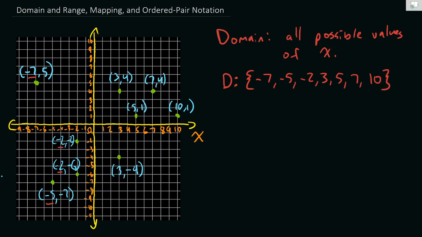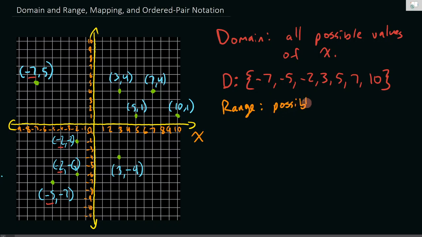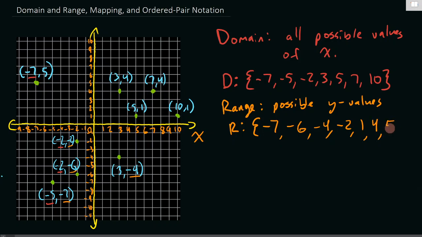And range is the exact same thing, except for y. So range is possible y values. And I guess we'll do R for that. So our range, I guess I'll go from bottom to top so that they're in order. So the lowest one I've got is over here at -7. My next highest point here is at -6. My next highest point is over here at -4. Then -2. Then 1. Then 4. And then finally 5 is our highest point. And so there is the range of our function.